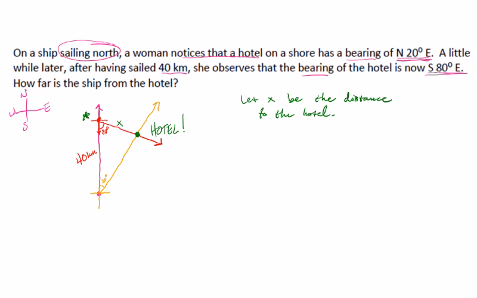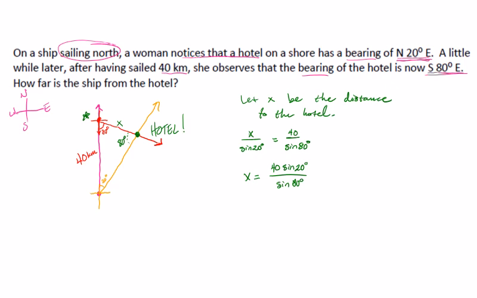Okay, and hopefully now that you've filled in all the information, you should be able to figure out where the law of sines is going to come into play. So this is 80 degrees, and we should be able to set up the law of sines to solve for it. So x over sine of 20 equals 40 over sine of 80. And then we're going to multiply by sine of 20, so x is going to equal 40 sine of 20 over sine of 80.